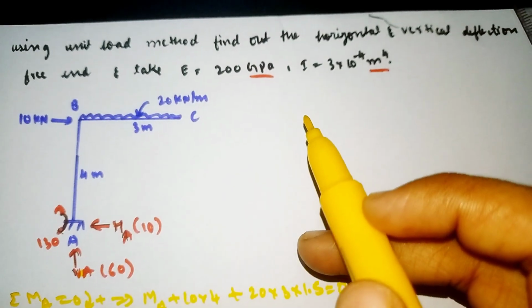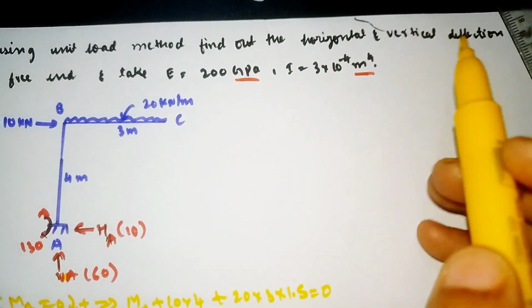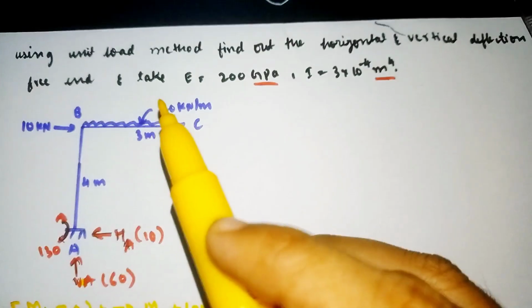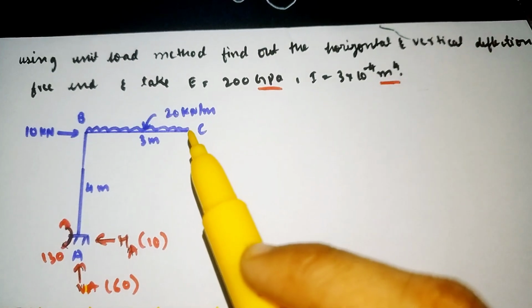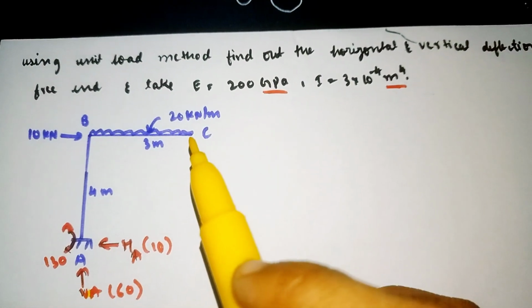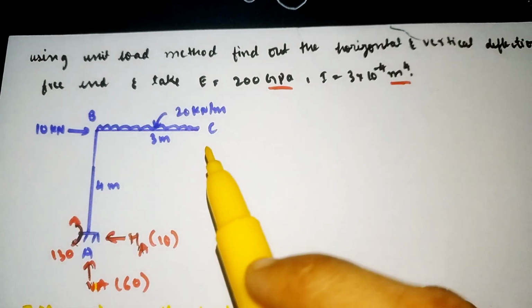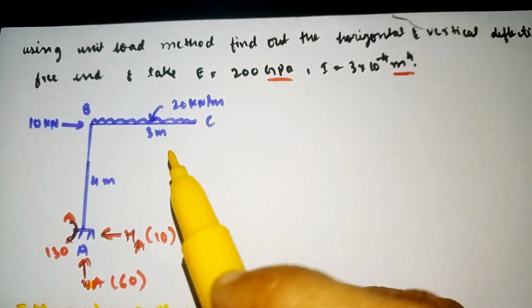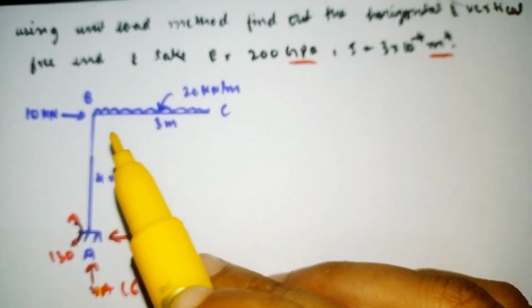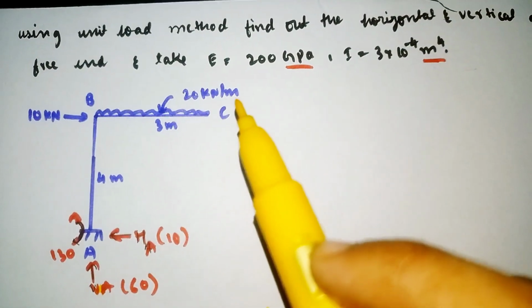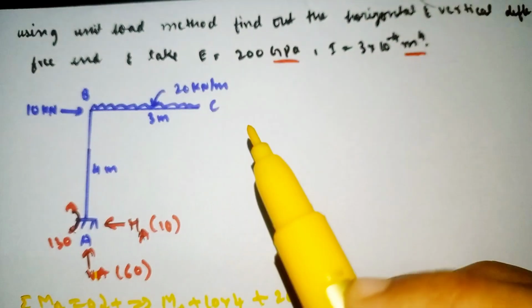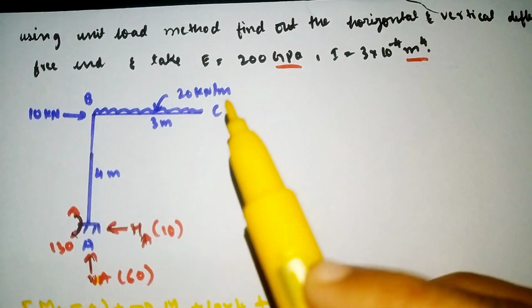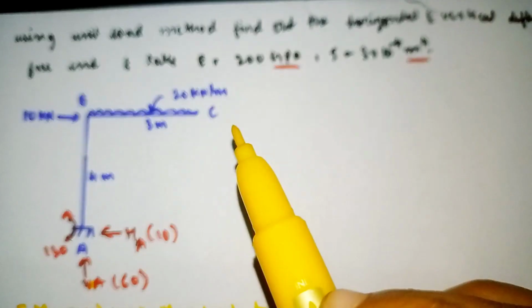Now next what we have to do is we need to find the horizontal and vertical deflection of free end. So a free end here at point C is free end. We need to apply the horizontal and vertical deflection of this point. So for that we need to redraw the diagram by removing all the external loads of 20 kilonewton UDL and 10 kilonewton. We need to remove all the external loads and apply the unit kilonewton of horizontal and vertical at the point where you want to find the deflection.